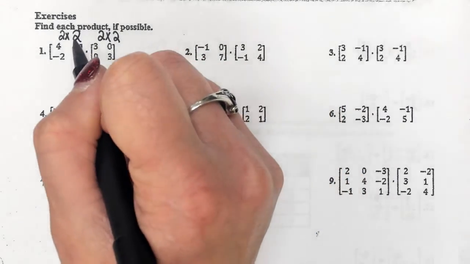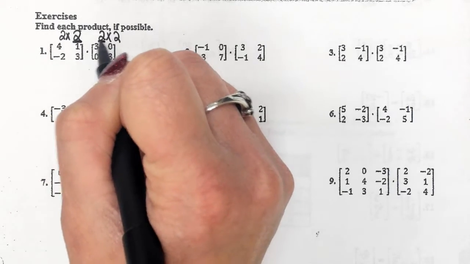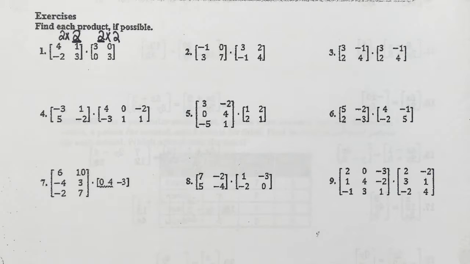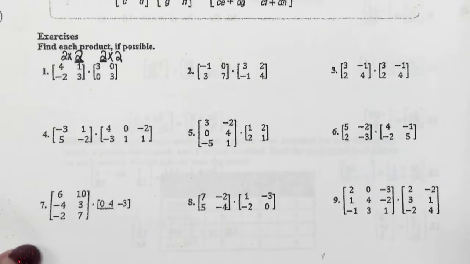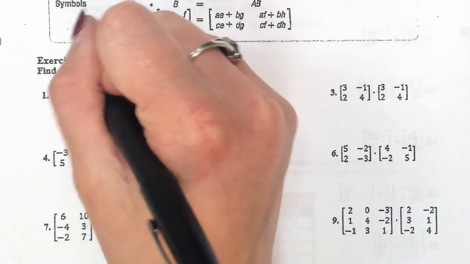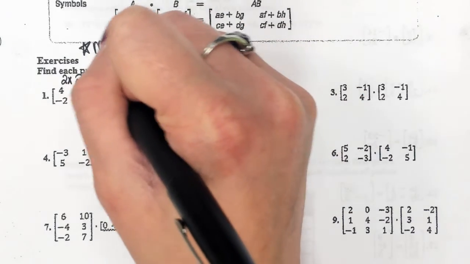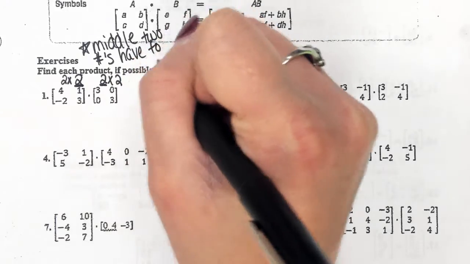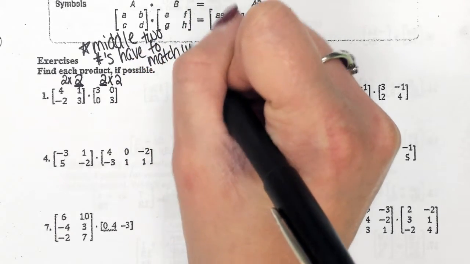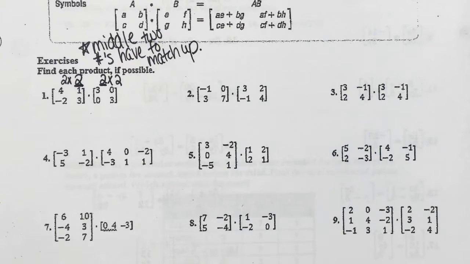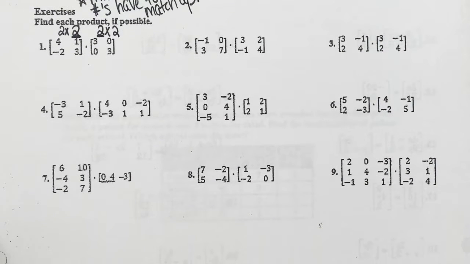You ready? The middle two numbers have to match up in order for you to multiply, okay? The middle two numbers have to match up. So somewhere on your paper, you might want to write that note to yourself. Middle two numbers have to match up. Y'all okay with that so far?